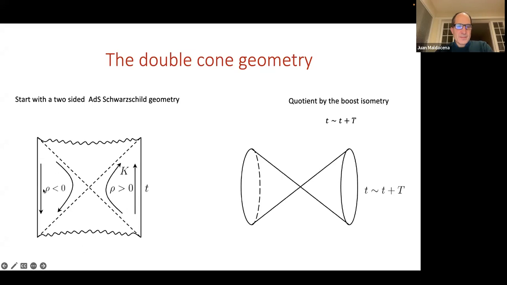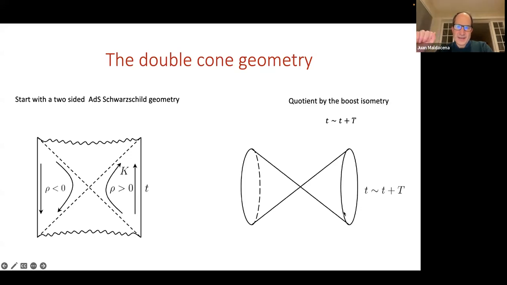So we start with the Penrose diagram, or the full space-time geometry of the two-sided black hole. And then we quotient by a boost isometry. There is here an isometry of this geometry, which is just the usual Schwarzschild time translations, which moves you up in time in the right side and down in time in the left side. We then quotient by the action of that isometry by a finite amount. So we identify the Schwarzschild time t with t plus capital T. And so we get a geometry which contains a circle in the time direction.